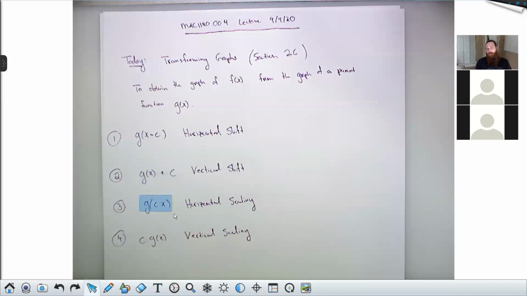Here, if C is bigger than 1, then you will be compressing. And if C is smaller than 1, you'll be stretching. Here, if C is bigger than 1, you will be stretching, and if it is smaller than 1, you will be compressing.